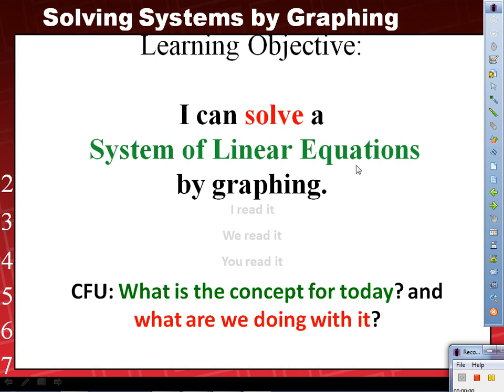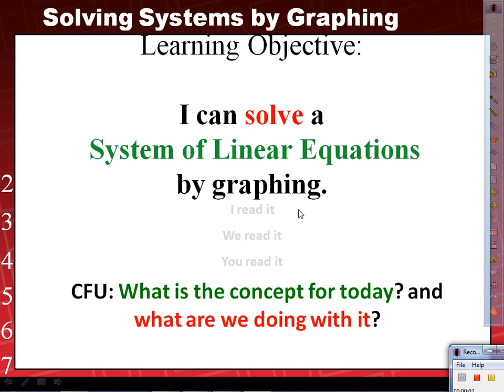Our objective for today: I can solve a system of linear equations by graphing. Let's read together. 1, 2, 3. I can solve a system of linear equations by graphing. So moving on, yes? Everybody go like this? Bear with me because we're about to take off.